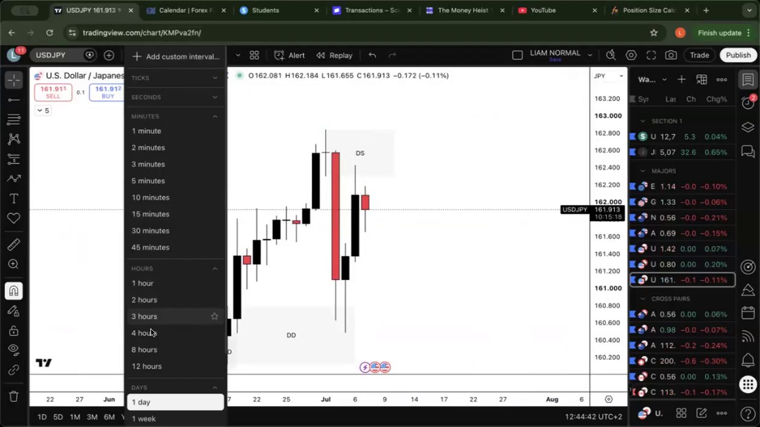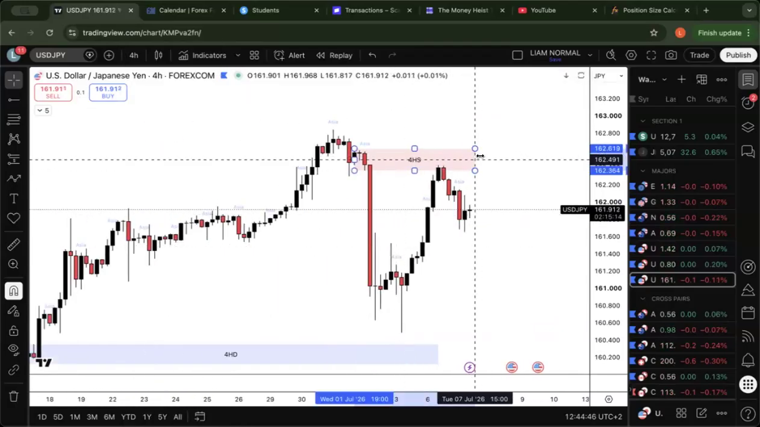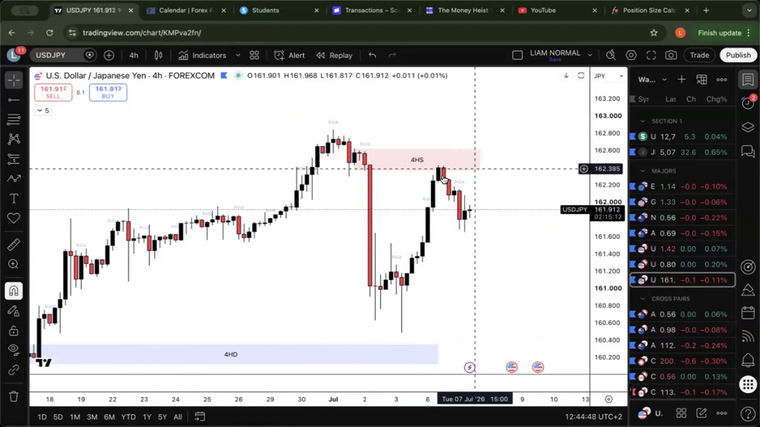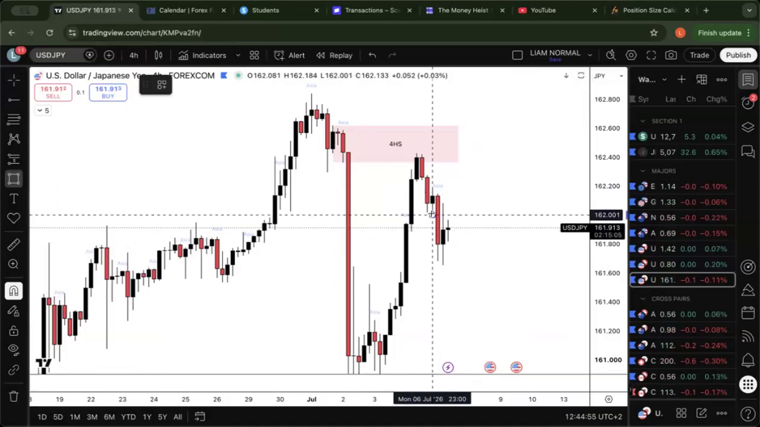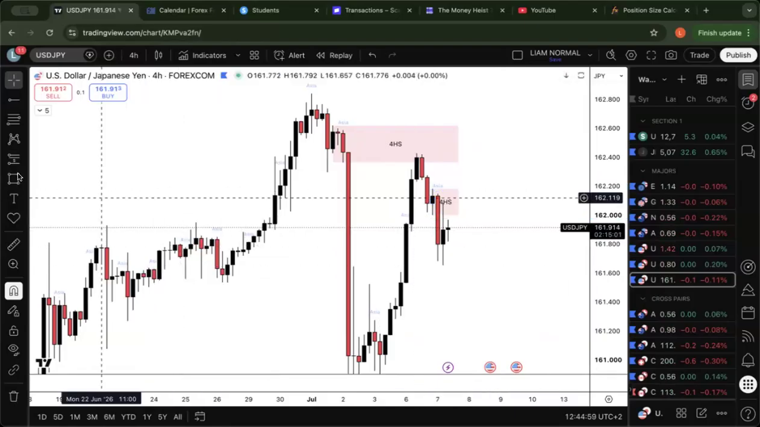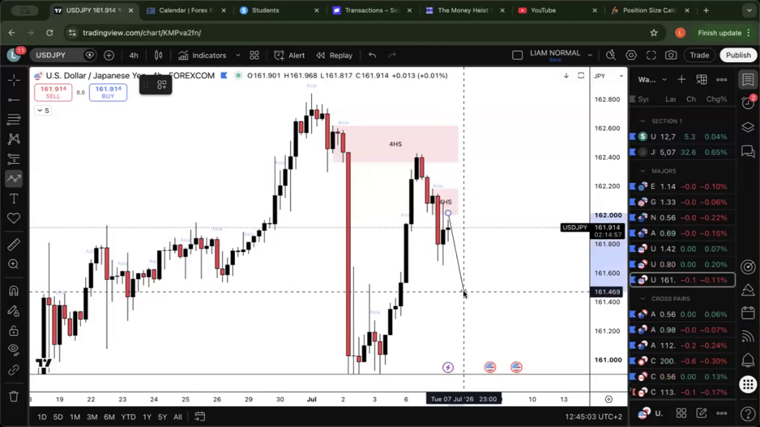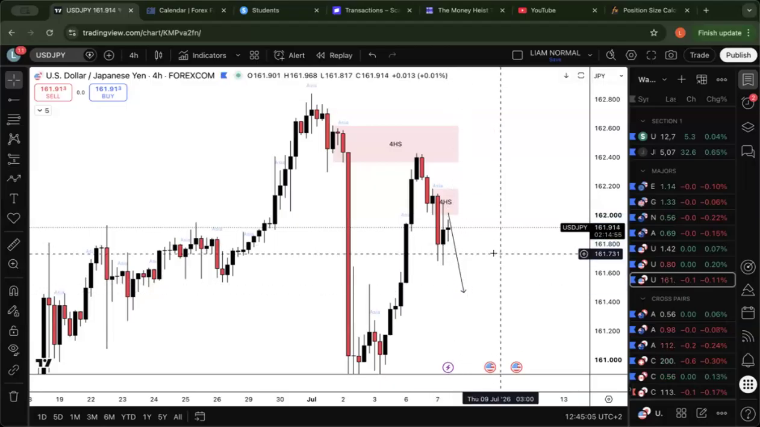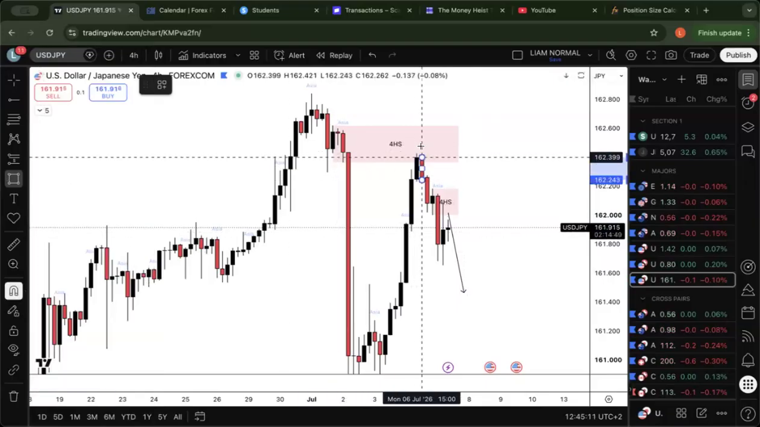Now, if we jump down to the 4-hour, you can see that we had this 4-hour supply inside that daily supply. That's where market obviously reacted from. Now, at this moment in time, yes, this is a valid supply area. And if the market was to carry on shorting from here, that would be absolutely fine, that would be perfect. But I'm also aware that if the market punches higher, it would be to come into this area.